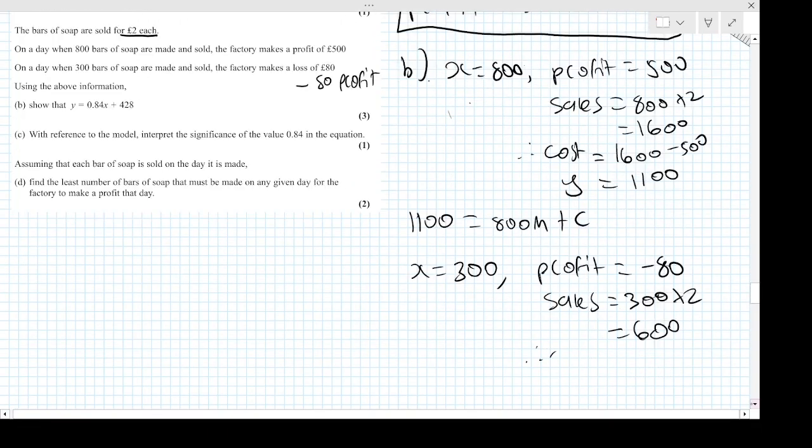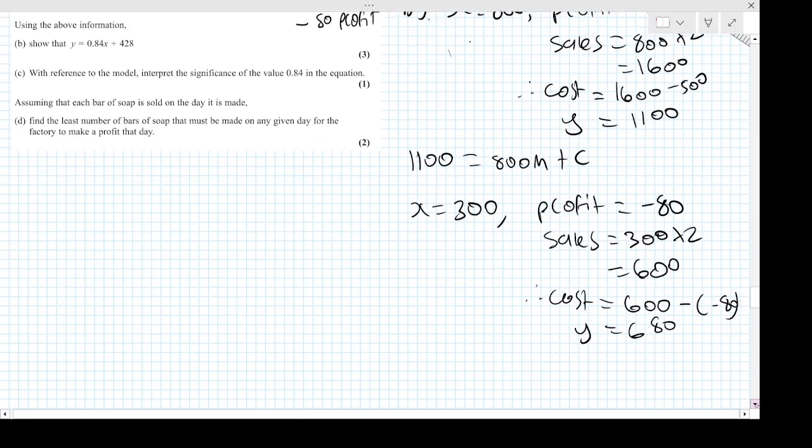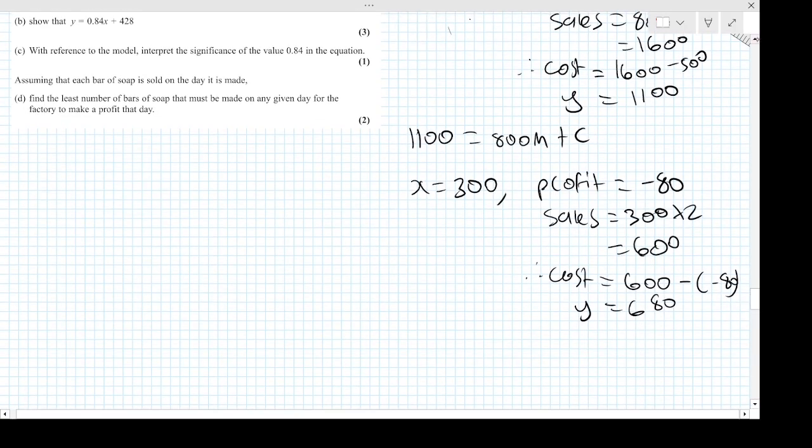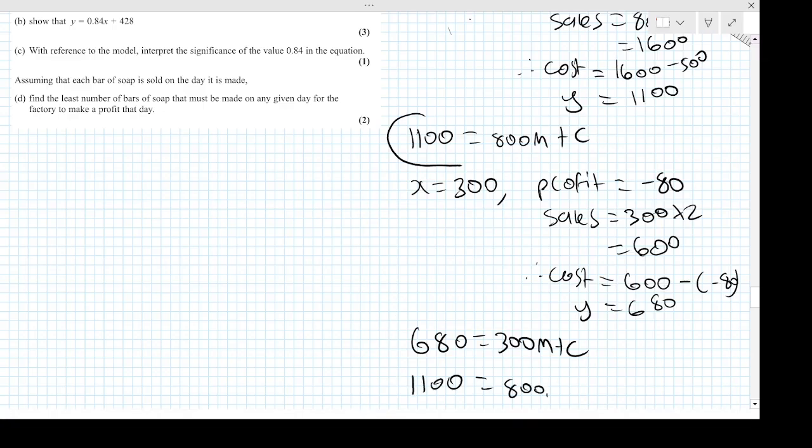Therefore, the cost then is sales take away profit. So 600 take away minus 80, that'd be add 80, so it'd be 680 there, okay? And that'd be your y, because y is your total cost there. But therefore, we've got another bunch of values to substitute into the equation. So y is mx plus c. That means 680 is 300m plus c. Okay, well now I've got two equations again, here and here. Let me rewrite the top equation down here again. So 1,100 equals 800m plus c.